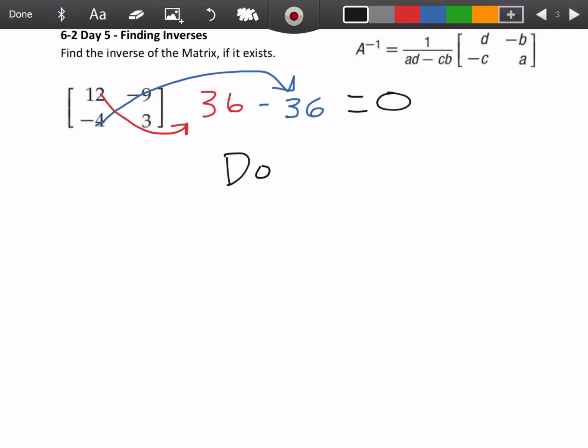So therefore, the inverse does not exist. We know that because we can't put a 0 underneath; we can't go 1 divided by 0. That's against mathematical rules. If you have something, you can't divide it into 0 groups. So that is the reason why we say that the inverse doesn't exist, because how we find it is using that as the denominator.